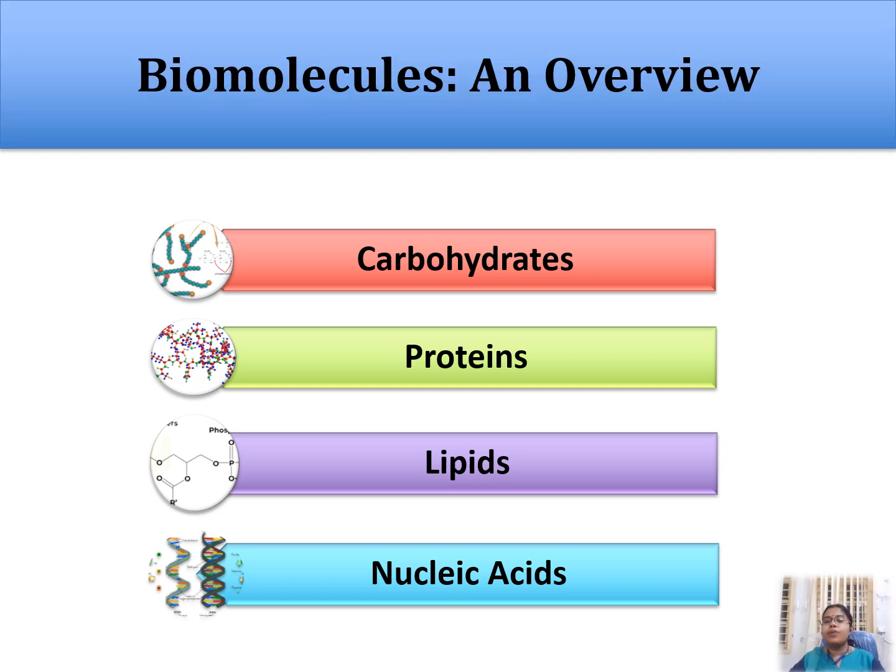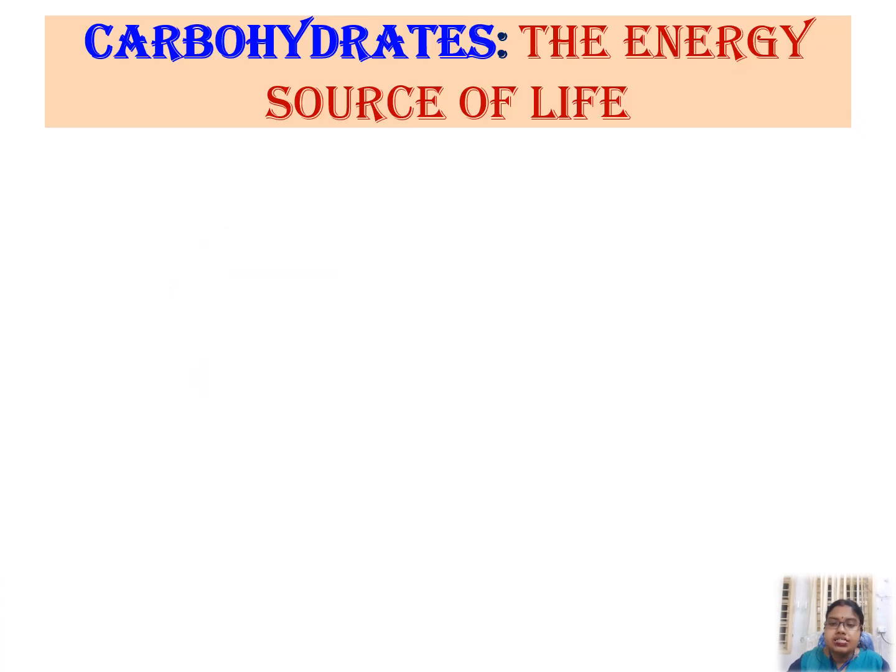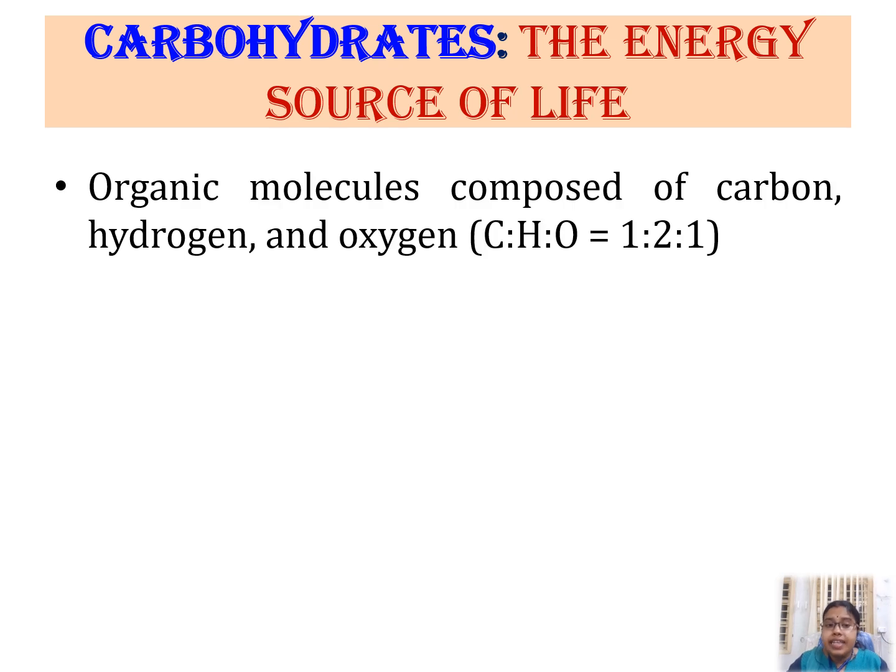So next, the biomolecules. So what are the biomolecules? There are four biomolecules: carbohydrate, protein, lipid and nucleic acid. So what is carbohydrate? The energy source of life. Carbohydrate is composed of carbon, hydrogen and oxygen, and most importantly the carbon to hydrogen to oxygen ratio is 1 to 2 to 1.